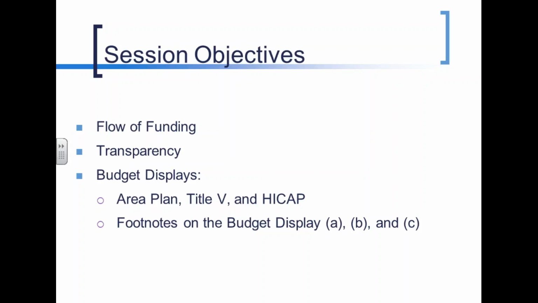Your area plan, Title V, and HICAP budget displays are all footnoted. And the footnotes on the displays are labeled an A, B, and a C. With that, this is a tool that you can use to help remind you of some reporting dates. Okay, and I'm going to let Amanda.